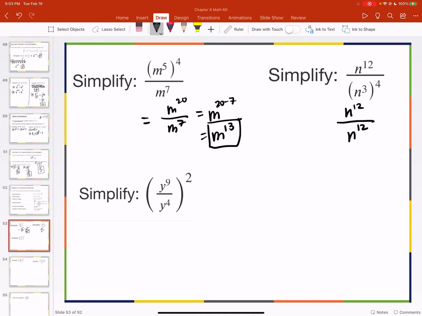How about here, n to the 12th power over n to the 3 to the 4th, that's just n to the 12. So then this becomes n to the 0 power, which is just 1. Or you can even skip the 0 part and just go, oh, this cancels out. That's equal to 1. Anything over itself is equal to 1.